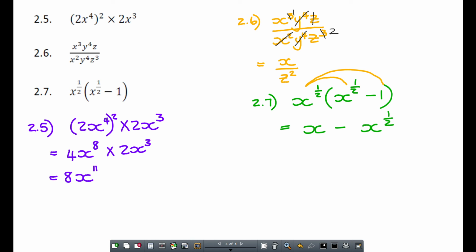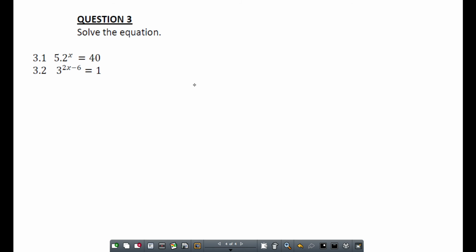Right, so let's go to number 3. Number 3 says solve the equation. Now 3.1 says 5, and what does that dot mean again? Times 2 to the power of x is equal to 40. Now, what do I first have to do? I want to get rid of this 5 because I can't multiply them because that exponent only applies to the 2. So my only option is to get rid of this 5.